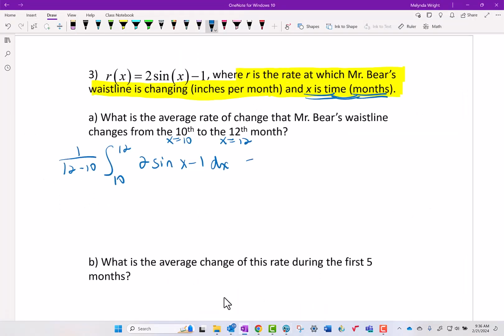All right, so that is negative 2.683. Well, his waistline is changing down. Okay, that's better than going up, right? I think so. I would rather my waistline decrease than increase, but okay. The rate of change. So this is the average rate of change. So it's negative 2.683 inches per month.